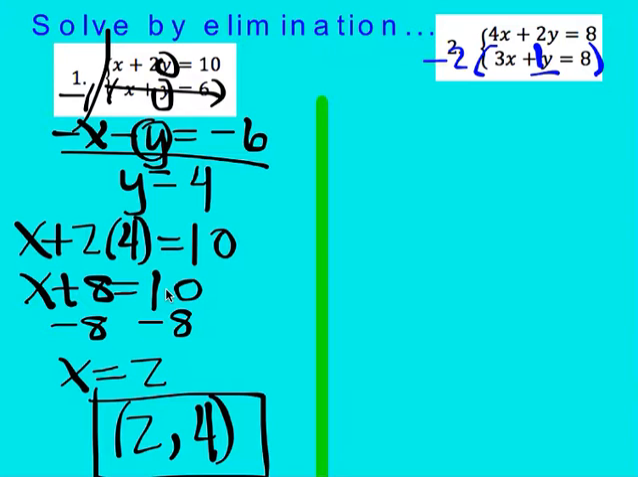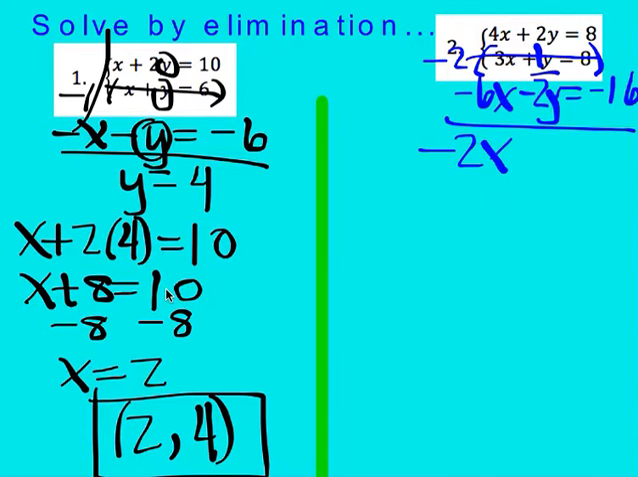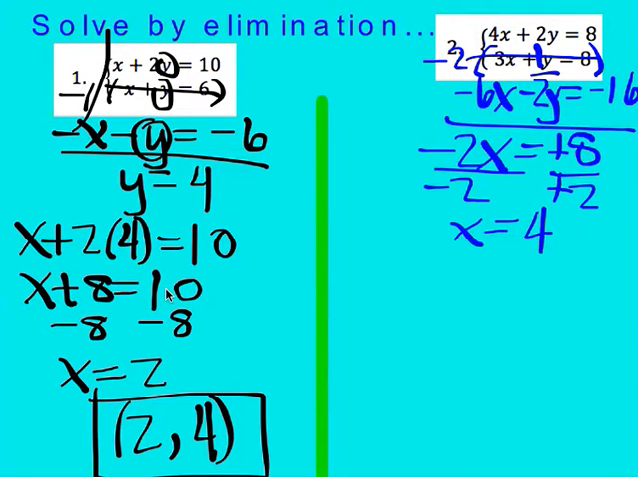So when I do that, -2 times 3 is a -6x. -2 times y is going to be a -2y. And that's going to be equal to 8 times -2, which is a -16. Okay, so now I'm going to ignore this version, and now I have my opposite y's. So 4 minus 6 is going to give me a -2x. 8 minus 16 is going to give me a -8. So I'm going to divide both sides by a -2. And here, since they're both negative, that's going to become positive. So I get that x is equal to a positive 4.